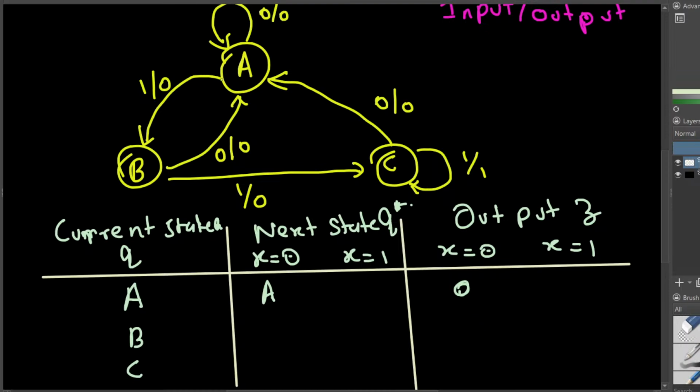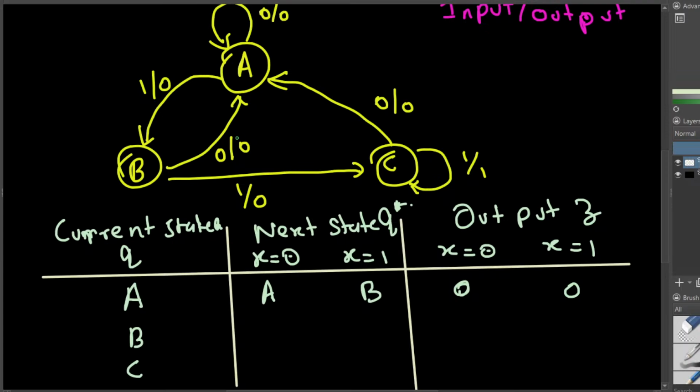And when x is equal to 1, what's going to be the next state? Input over output. You can see this is the input. So when x is equal to 1, it's going to be B right here. And you can also find that one looking at the arrow going toward. Okay, so 1 over 0. So this is going to be B. The next state is going to be B when x is equal to 1, and the output is 0.